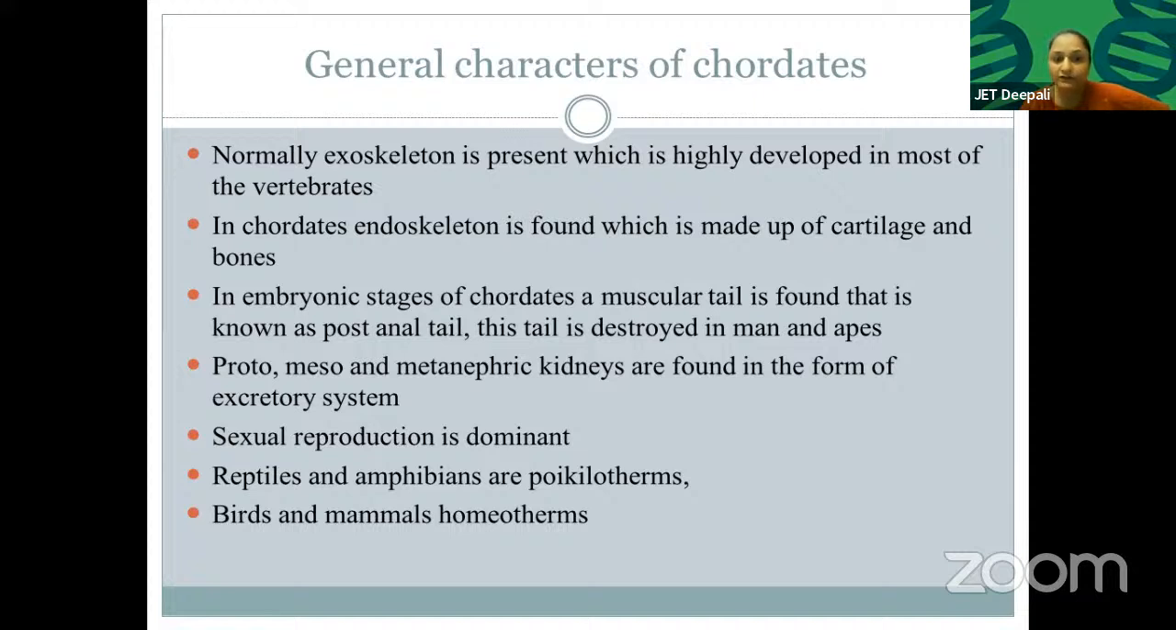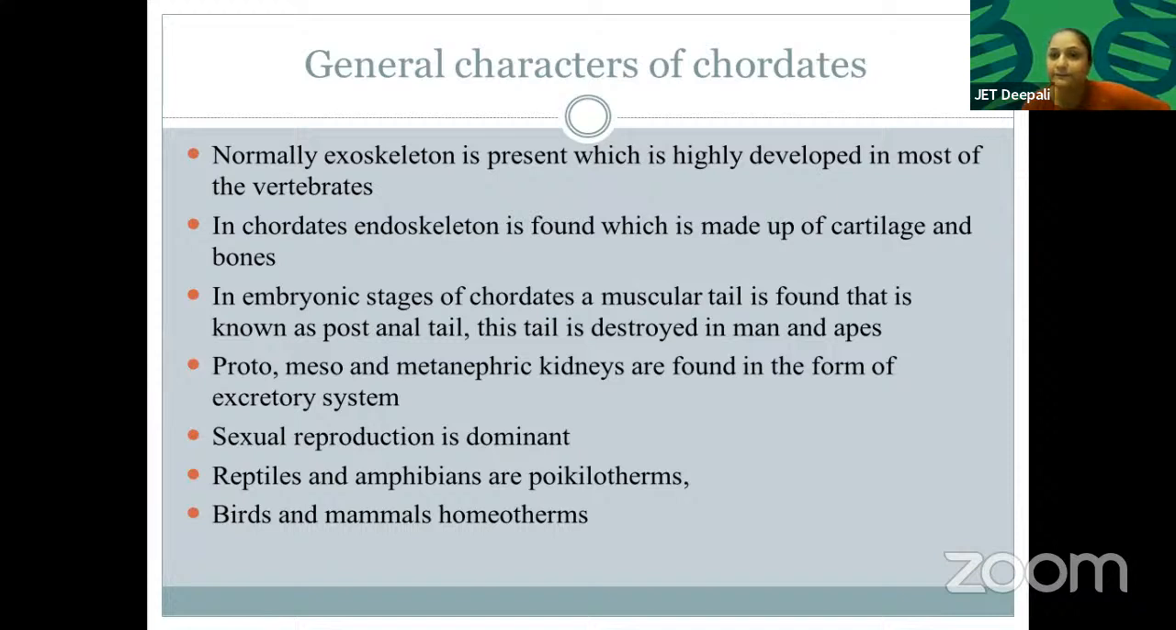Proto, meso, and metanephric kidneys are found as the excretory system. Sexual reproduction is dominant. We reproduce only through sexual reproduction, not through asexual reproduction. There is no budding happening inside our body. We do not have any bud that develops into a new adult. So no asexual reproduction, no fragmentation, no segmentation, no budding. Nothing like that takes place in higher adults. So the dominant mode of reproduction is sexual.